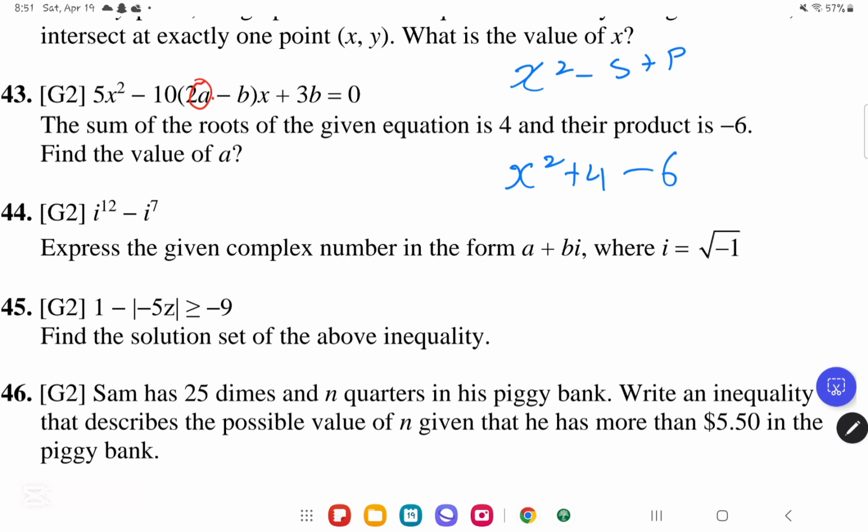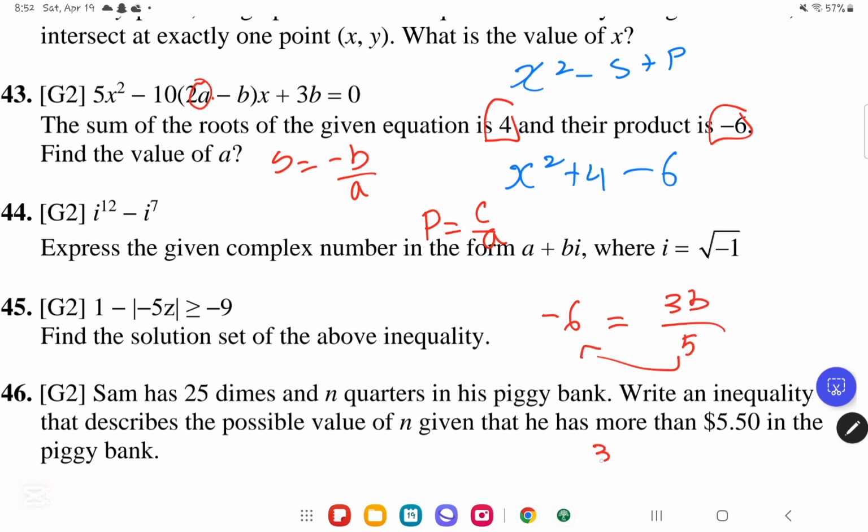To do that, very simply, we would need to know that the product, which is in this case minus 6, and the sum, which is in this case 4, are related to the coefficients. Sum is equal to minus b over a, and the product is equal to c over a. So the product, first of all, is minus 6 equal to c, which is 3b, over a, which is 5. Bring 5 to the other side. So now 3b is equal to minus 30. So b is equal to minus 10.